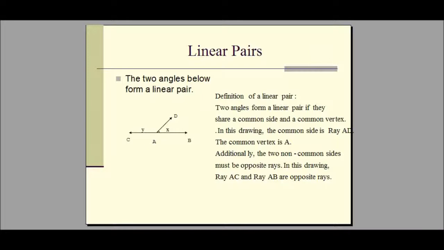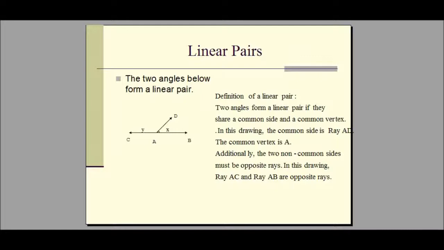The two angles below form a linear pair. Angle DAB and angle DAC form a linear pair. They are supplementary. Their measures add to 180. Here's the definition of a linear pair. Two angles form a linear pair if they share a common side and a common vertex.